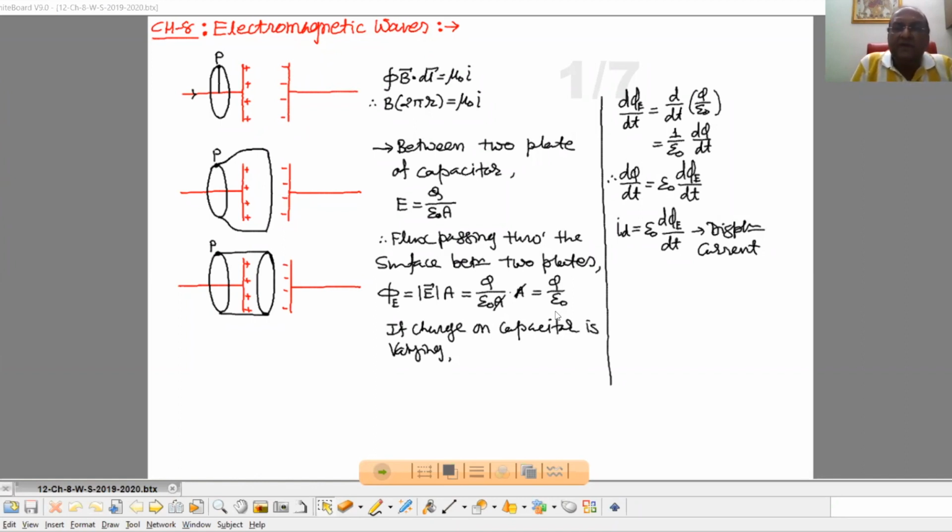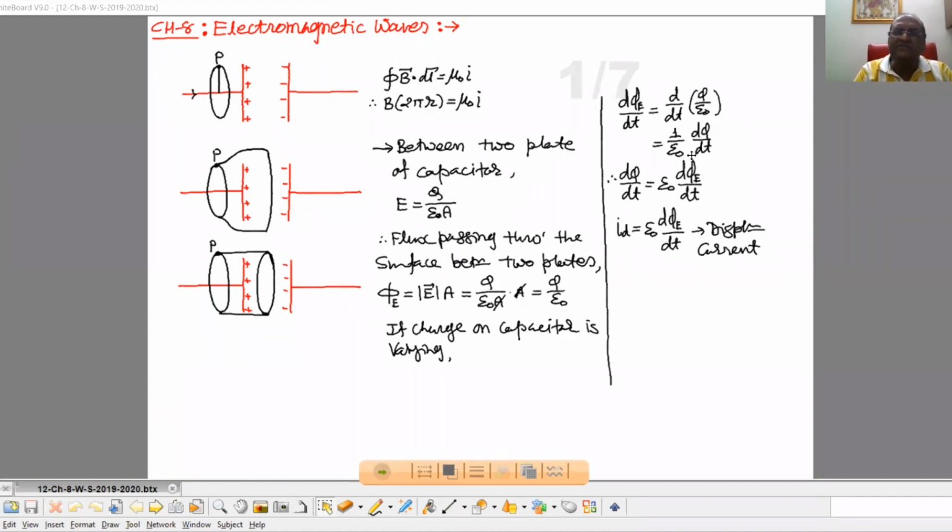But here this flux that is changing one. Why? Because charge on the capacitor is varying. When we switch on the circuit, the current in the circuit changes from 0 to I, and charge on the capacitor that also changes from 0 to Q. Whatever is the time interval, but it is changing one. So if charge on the capacitor is varying one, then flux will change. So we can write d phi by dt, that is equal to d by dt. Now phi, that is Q upon epsilon 0, but epsilon 0 is constant.